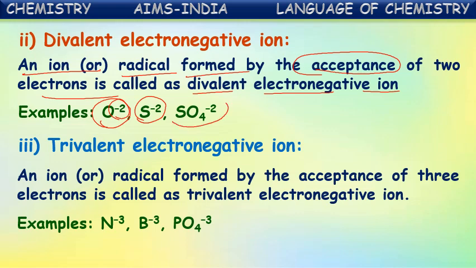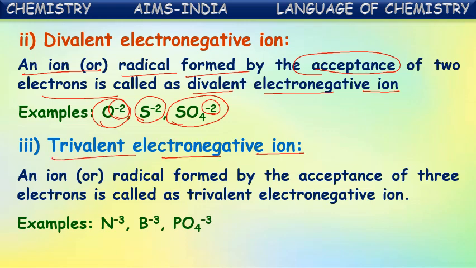This is called the sulfate ion, SO4. This one we can say is a radical, because it is a group of atoms having some charge, so these are called radicals. Sulfate radical having minus 2 charge is called a divalent electronegative radical, or ion, no problem.